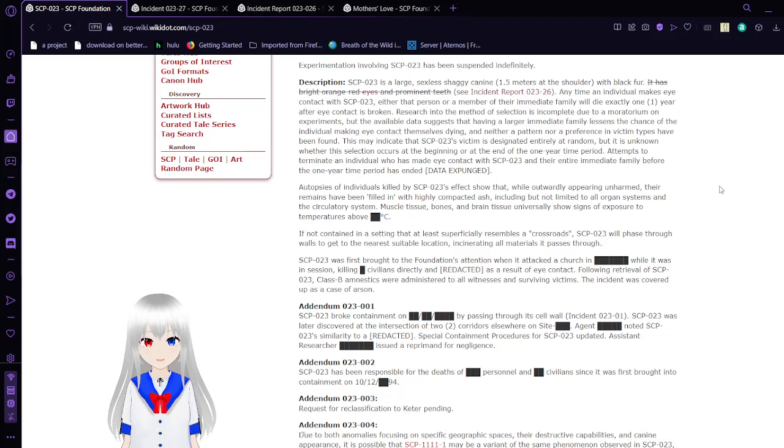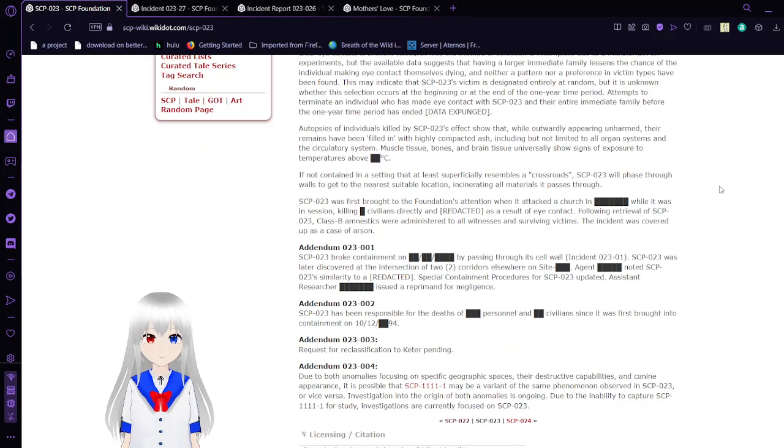If not contained in a setting that at least superficially resembles a crossroads, SCP-23 will phase through walls to get to the nearest surface location, considering all materials it passes through. SCP-23 was brought to the Foundation's attention when it attacked a church in the unknown, while it was in session, killing blank civilians, and redacted as a result of eye contact. Following retrieval of SCP-23, Class B amnesics were administered to all witnesses and surviving victims. The incident was covered up as a case of arson.